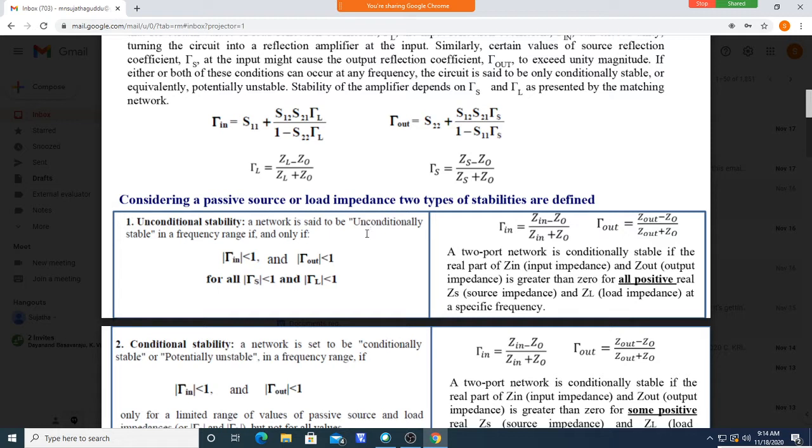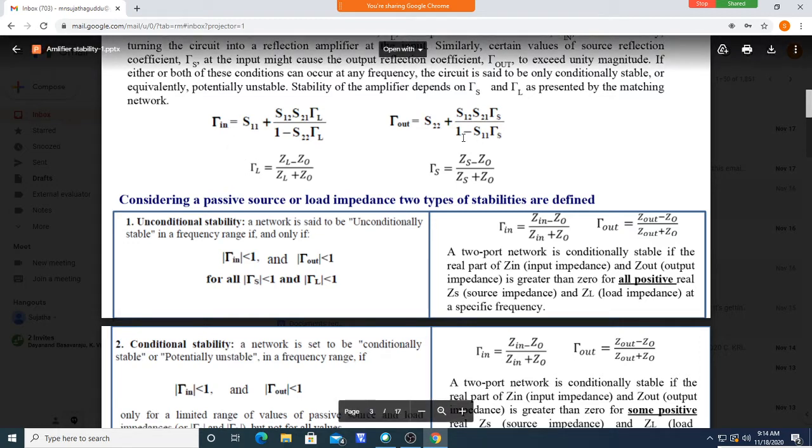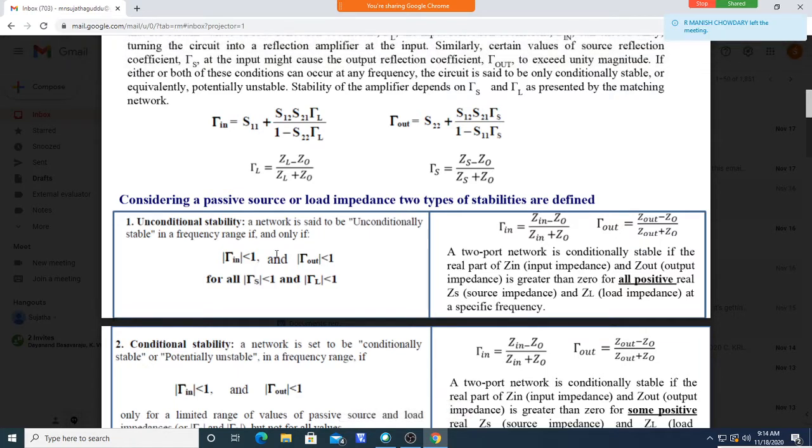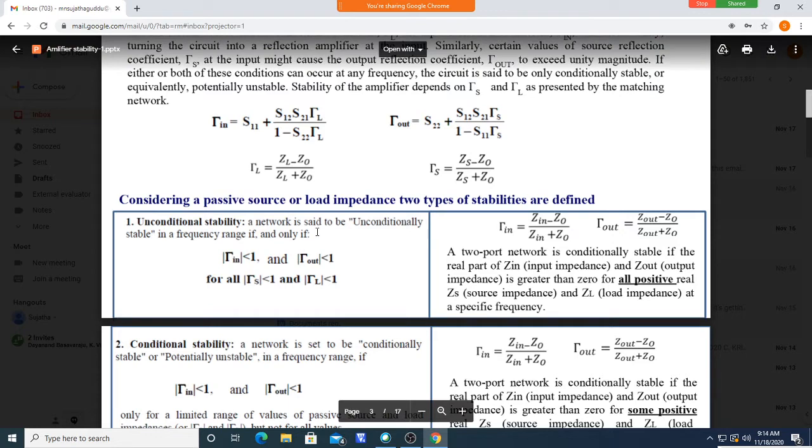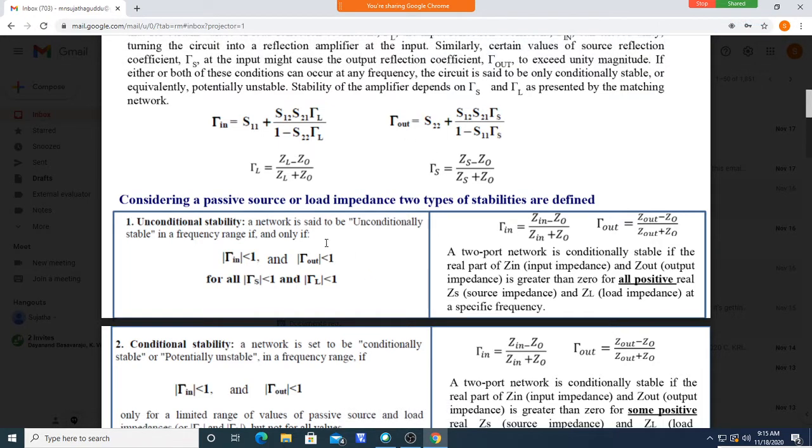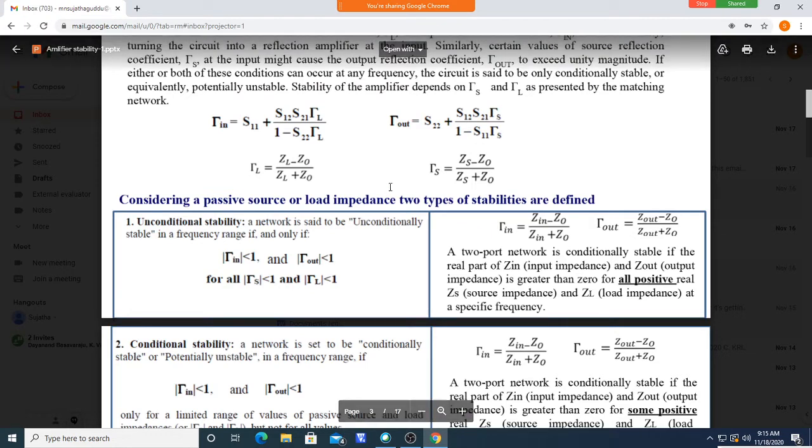You can use any value, no need to bother that it may increase the value of Γin and Γout greater than 1. Because there is a test, we will see what the test is. From the test we come to know that the amplifier is unconditionally stable. Unconditionally stable means any value you can use, no need to worry. All the values of the Smith chart give Γin and Γout lesser than 1. So any value you can choose, no need to go for checking the value of ZL and ZS.